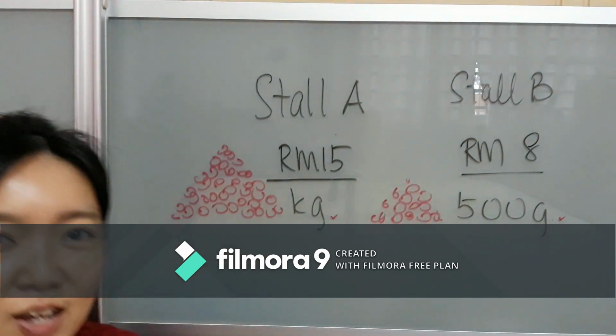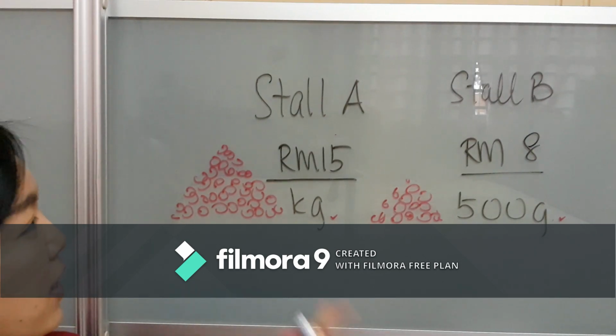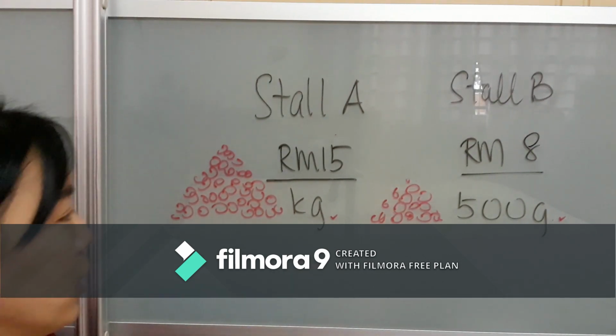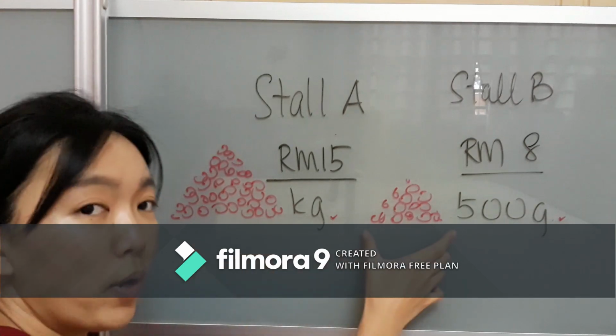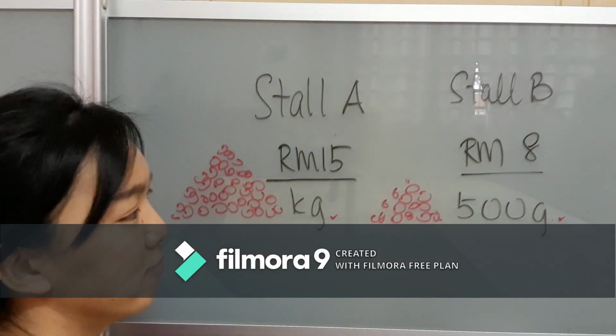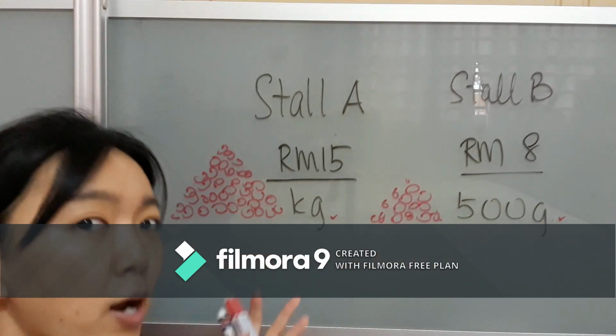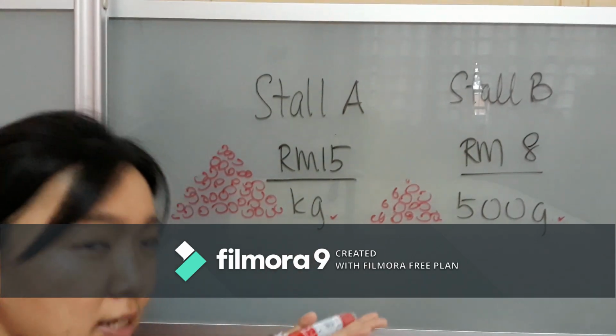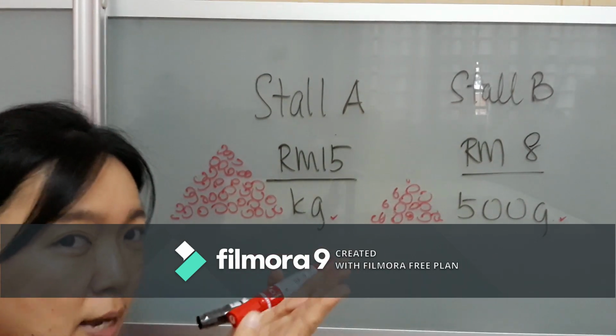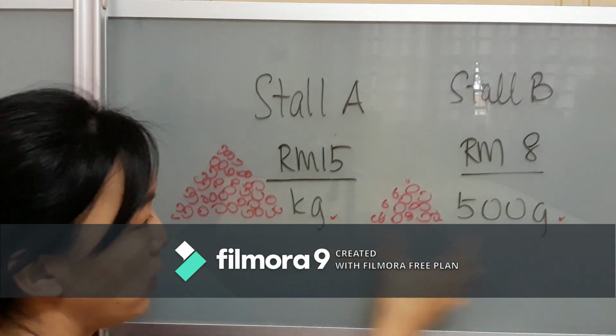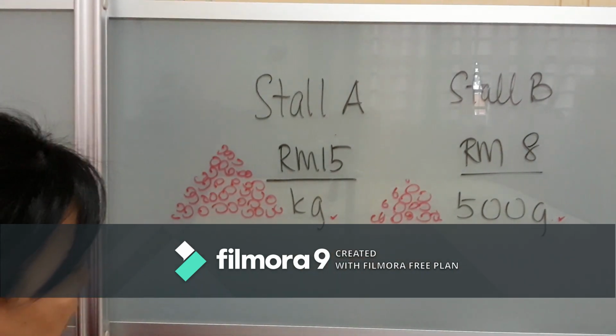Yes, you can use mathematics to solve this problem. Let's look at stall A and stall B. We have 1 kg for one price, and 500 gram for another. They are not the same. To compare two things, we have to make sure they use the same unit so that we can compare them.